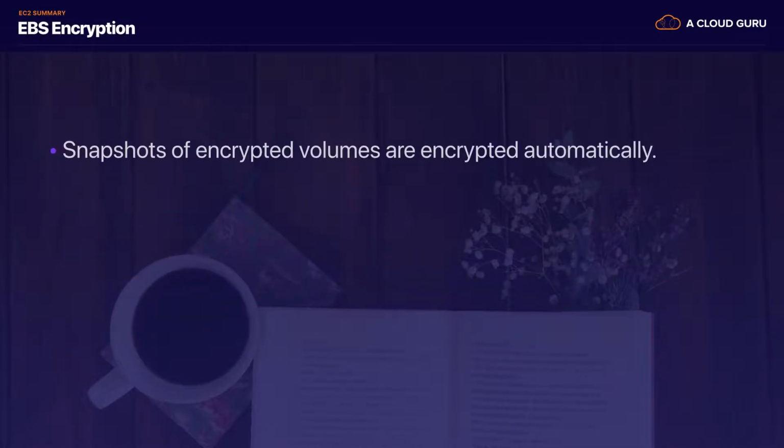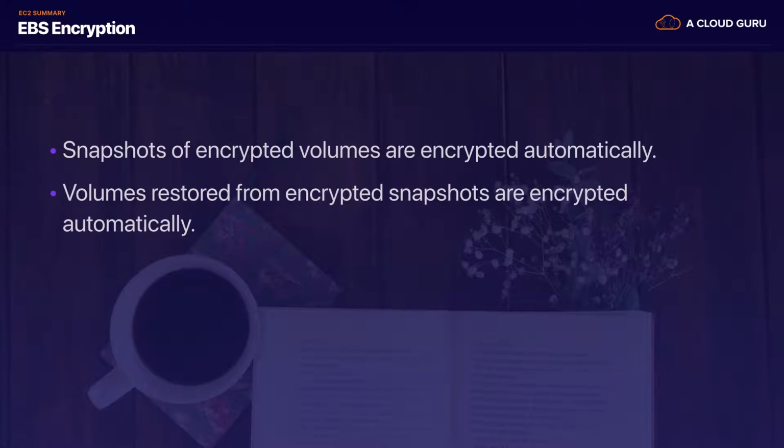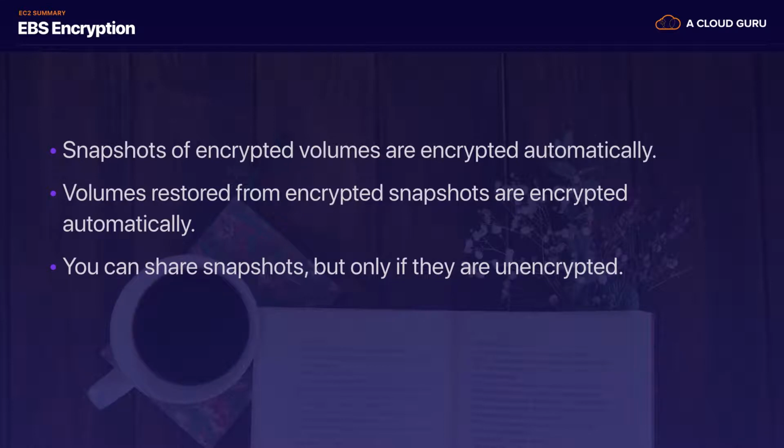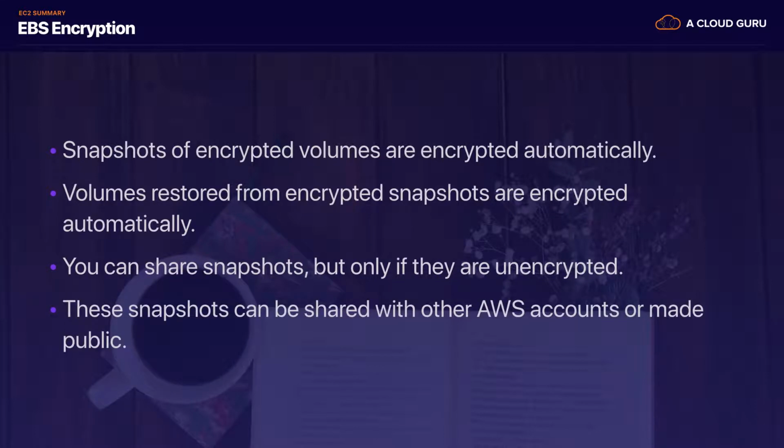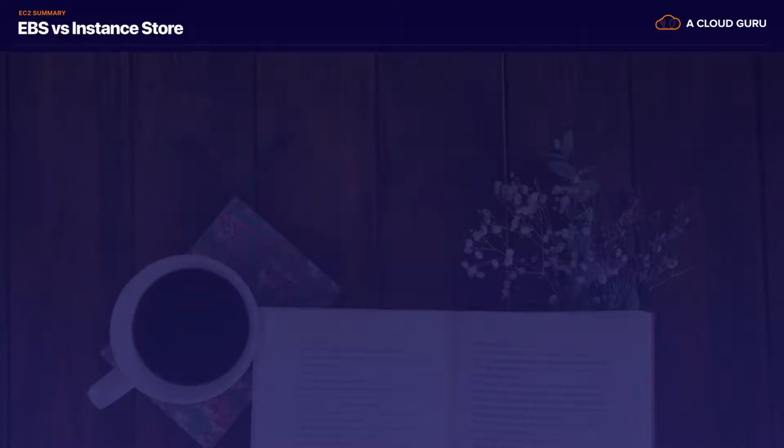Encryption: snapshots of encrypted volumes are encrypted automatically. Volumes restored from encrypted snapshots are encrypted automatically as well. And you can share snapshots, but only if they are unencrypted. And you can share snapshots with other AWS accounts, or you can actually make them public as well.